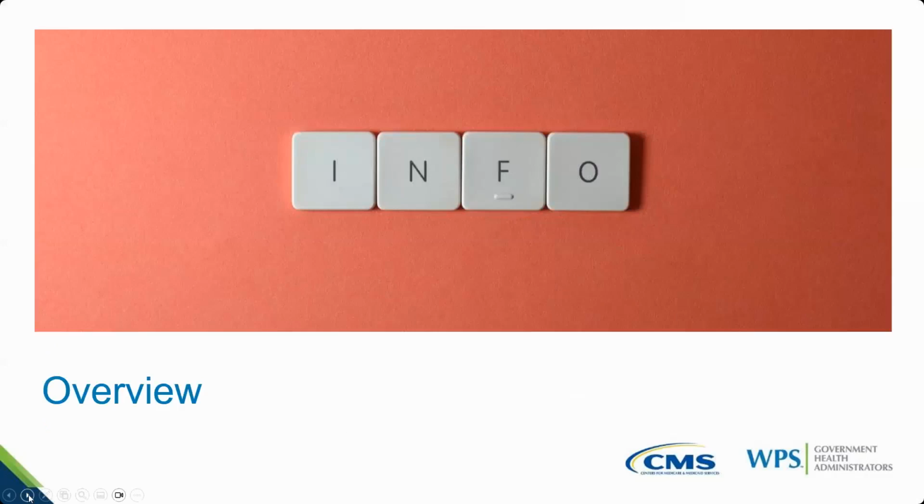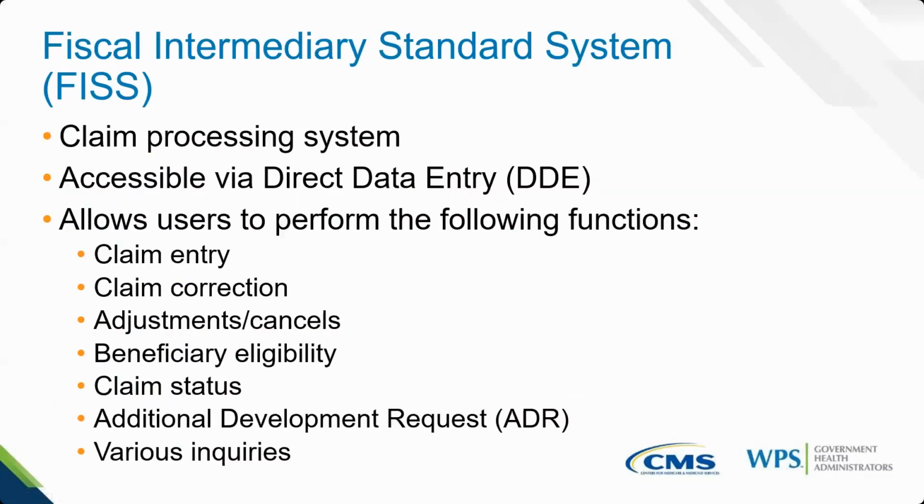So I'll start with a little background information and system access. FISS stands for Fiscal Intermediary Standard System. You may also hear it called the Fiscal Intermediary Shared System. It is the claims processing system for Medicare Part A claims.